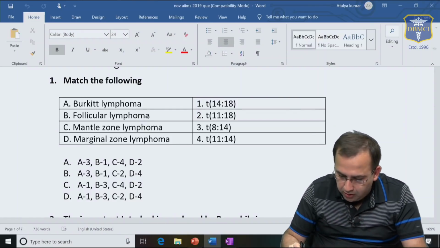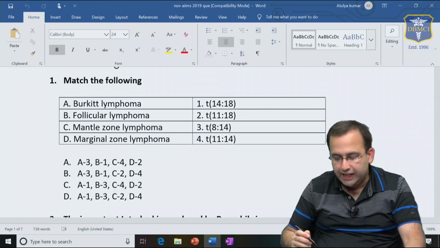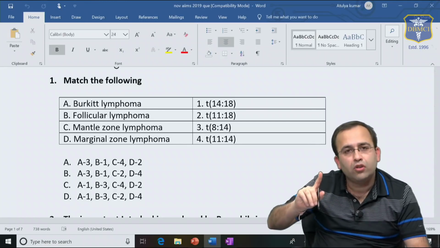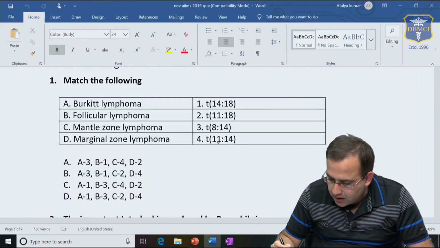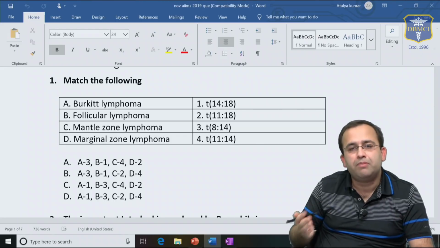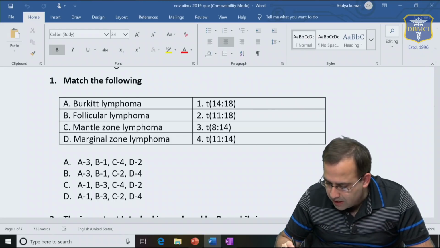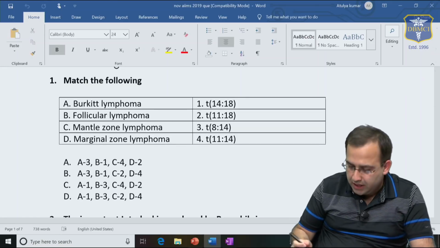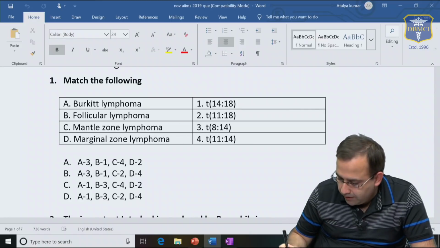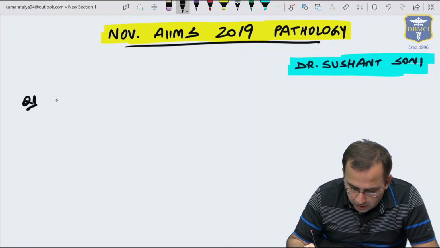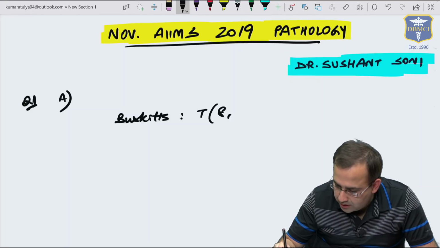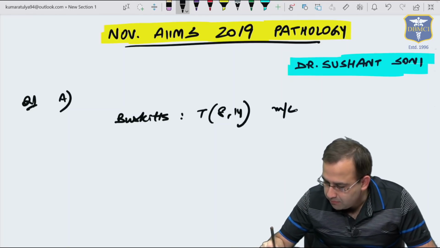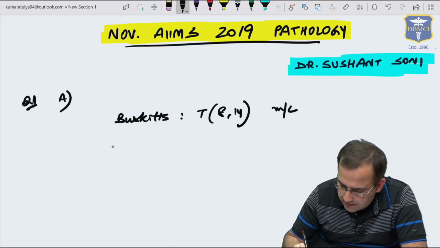Follicular lymphoma is translocation 14;18, that is option 1. Mantle cell lymphoma is translocation 11;14, whereas the last one, marginal zone, is 11;18. So the answer is A. Question number 1, the answer is A. And let us have a look at this again: Burkitt's is translocation 8;14. This is the most common translocation associated with Burkitt's.